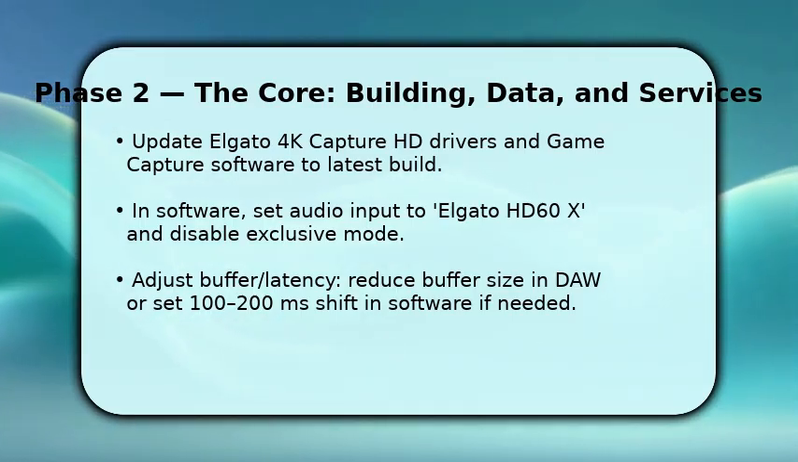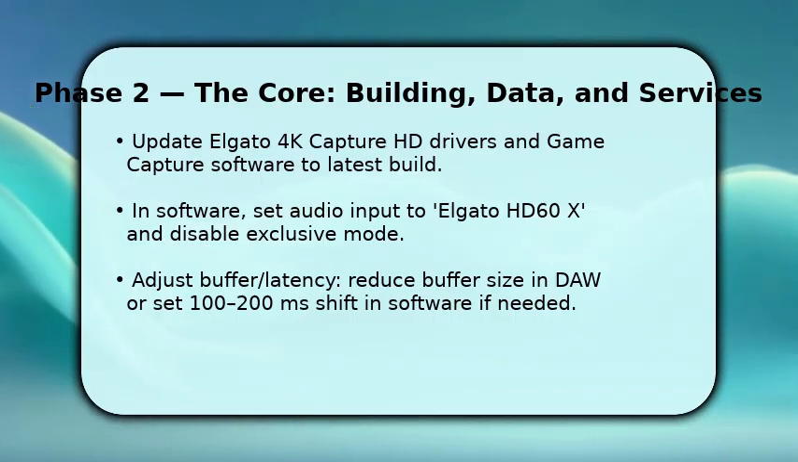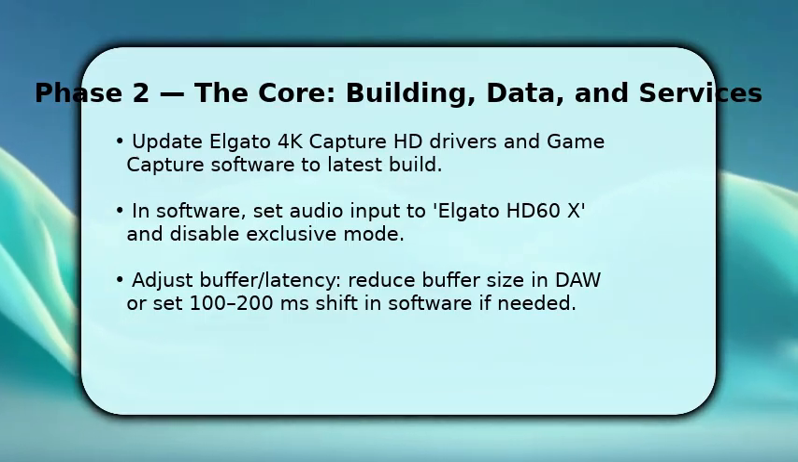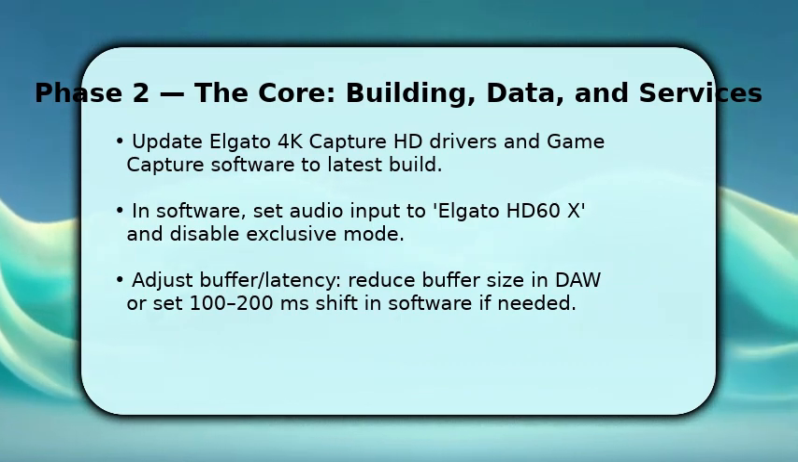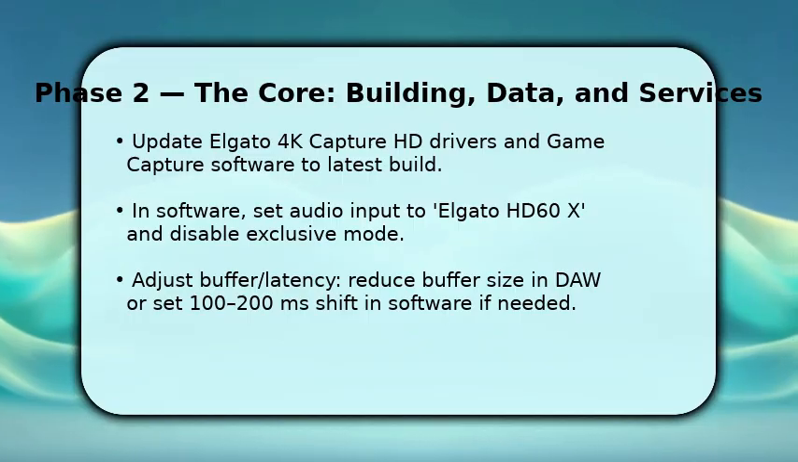If you use a DAW or OBS, reduce buffer size cautiously, and alternatively apply a 100 to 200 millisecond offset in the capture software to manually align audio. Keep testing short clips after each change to measure impact.